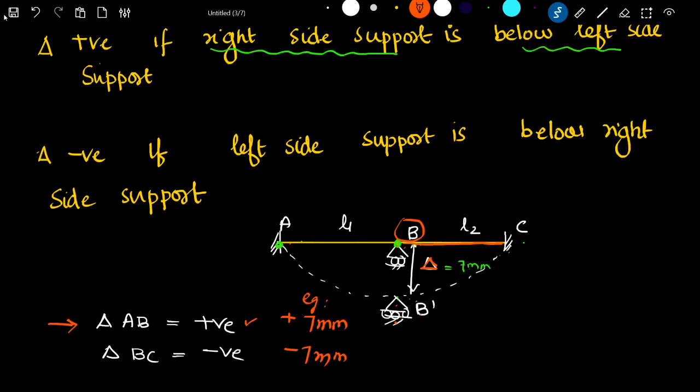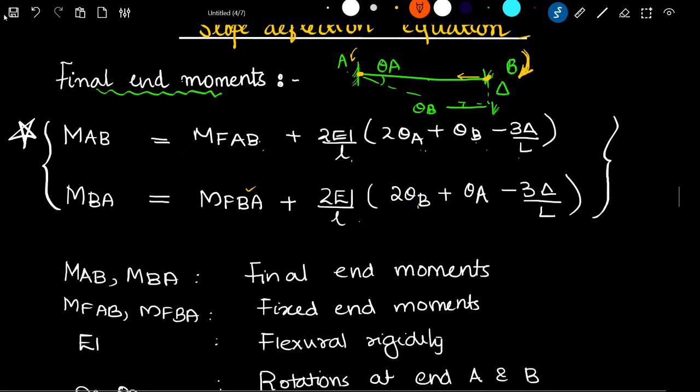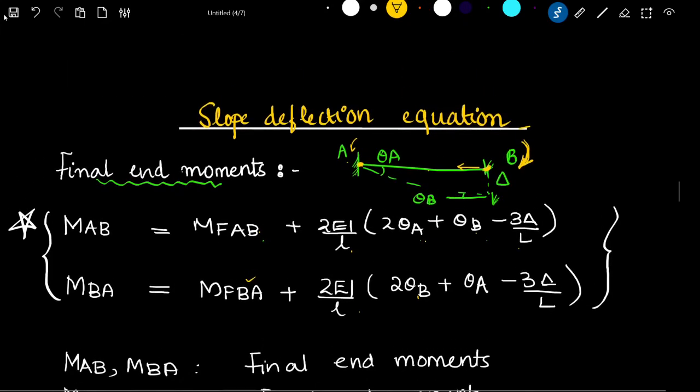For example, now this is the final slope deflection equation. If you take a particular beam, say a fixed beam AB, and say B is deflecting by an amount delta, you can write the final end moments as the fixed end moment M of AB plus 2EI by L into (2 theta A plus theta B minus 3 delta by L).